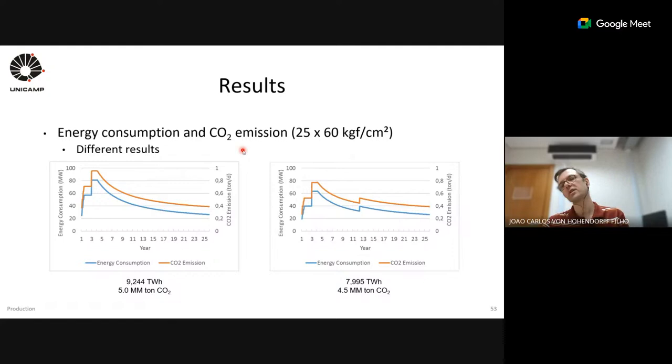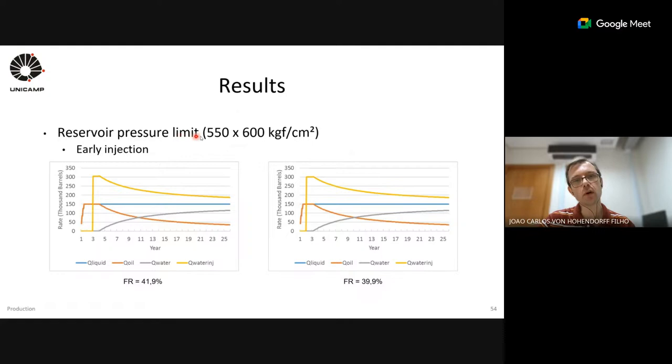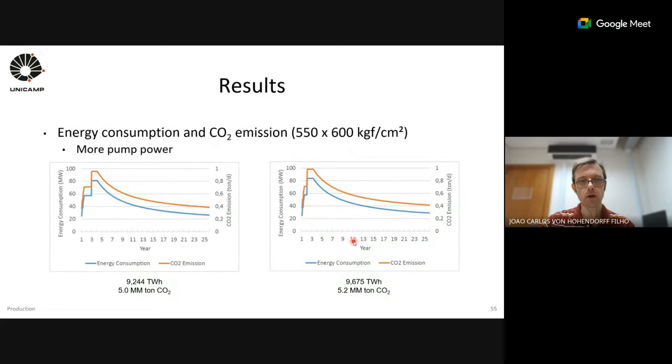It's possible to do in the platform, because for old platforms it cannot be done. Okay, you need to verify it with the company engineers, but it's possible to evaluate it. This is the evaluation in terms of the pressure limit of the reservoir. In this case, I need to maintain a higher pressure, I start to inject early compared to both. But as I inject more, I recover a bit less than the base case. But in terms of power, I consume more pump power, to maintain a higher pressure in the reservoir.